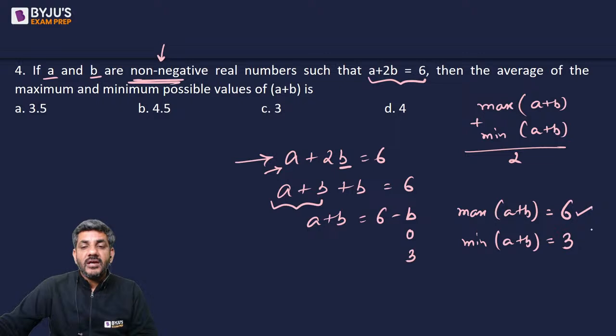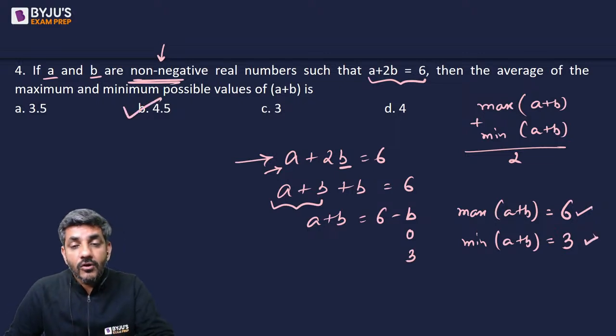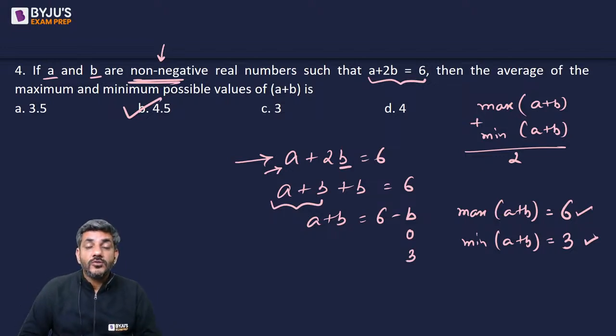मैक्सिमम a plus b का 6 है, मिनिमम 3 है, तो एवरेज क्या है? 6 plus 3 by 2, 4.5. Option B is the right answer for this question number 4. I hope you are getting my point. जो मैं कह रहा हूं वहां तक आप पहुंच पा रहे हैं.